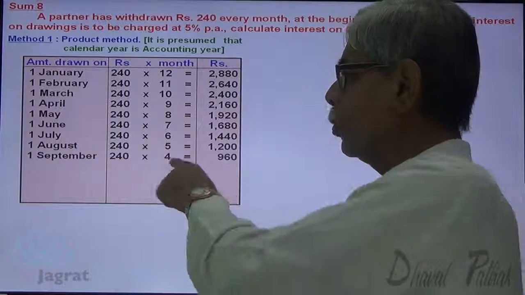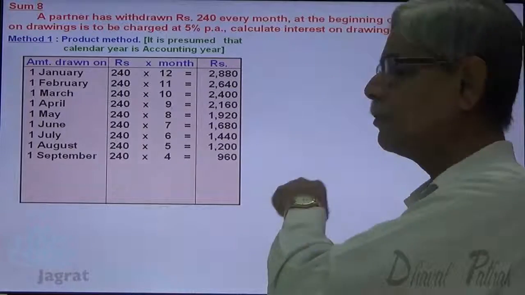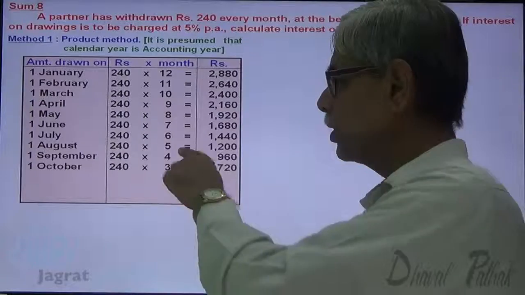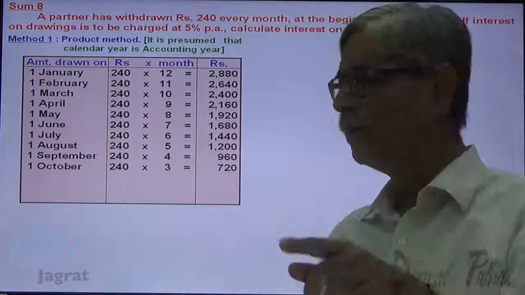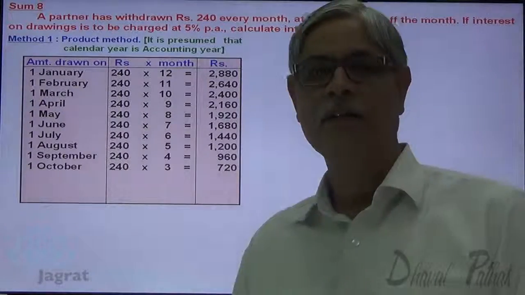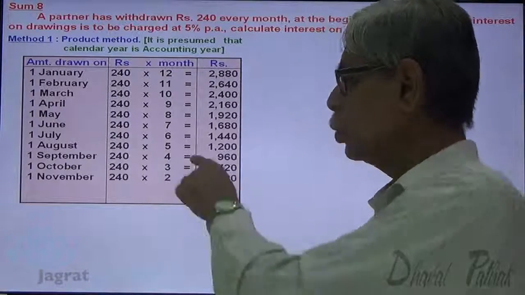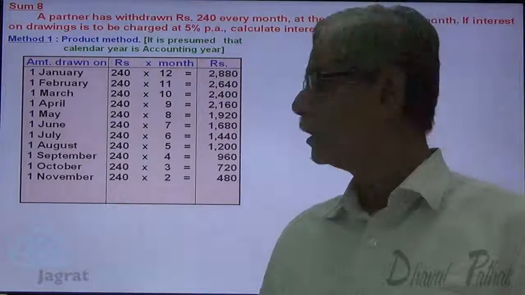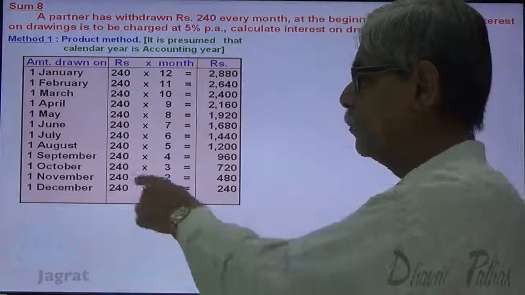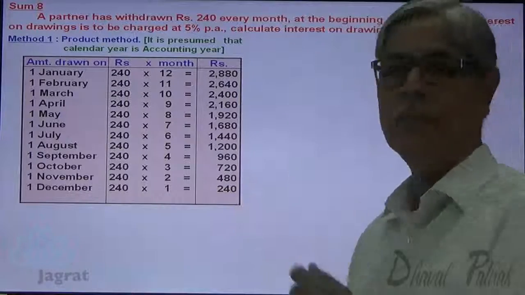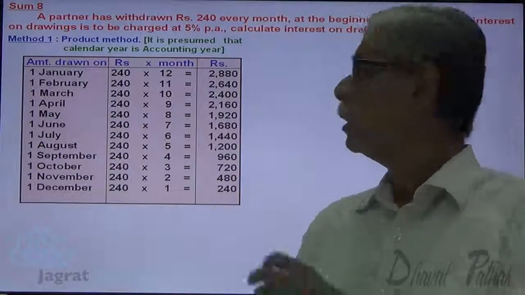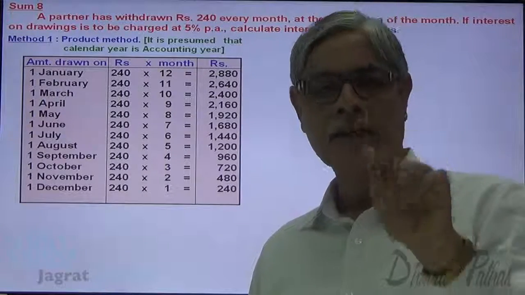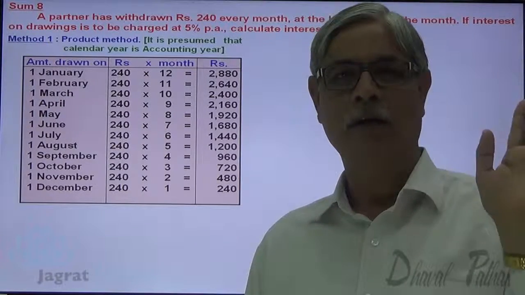Similarly, 4 months interest on 240 is equivalent to 1 month's interest on 960. Similarly, 3 months interest on 240 is equivalent to 1 month interest on 720. Similarly, 2 months interest on 240 is equivalent to 1 month interest on 480. And last withdrawal is 240, on which 1 month interest is equal to 1 month interest. This is how product has been worked out. This product on which interest need be calculated for 1 month.